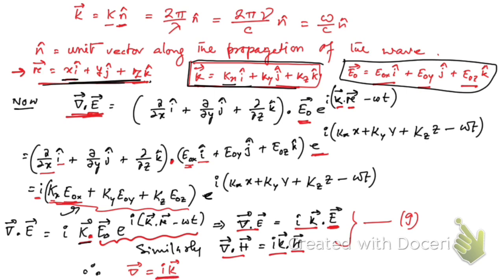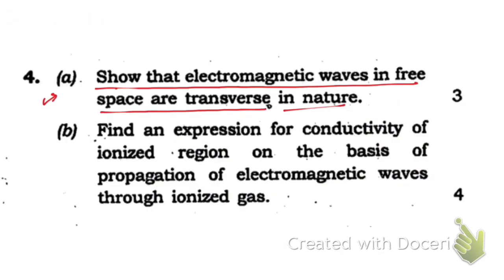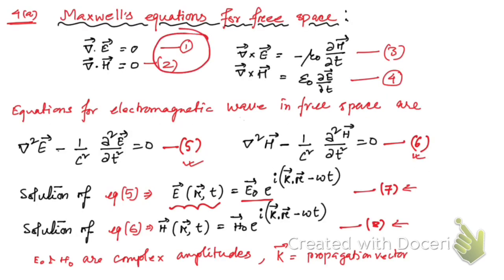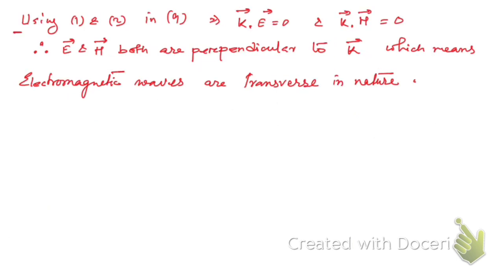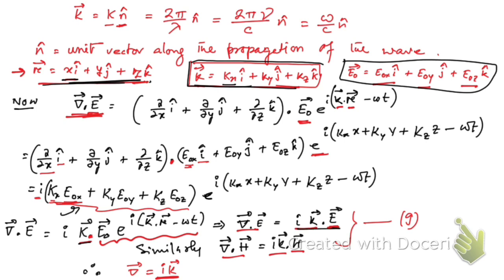Now you see, if we use equations 1 and 2, these two equations, divergence of e and divergence of h for free space are equal to 0. That's why if we put 0 here using 1 and 2 in 9, we're going to get this result. Using 1 and 2 in equation number 9, we have got k dot e is equal to 0 and k dot h is equal to 0. That means i k dot e is equal to 0 and i k dot h is equal to 0.